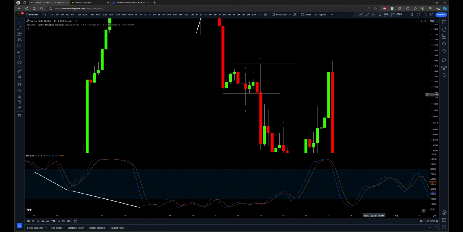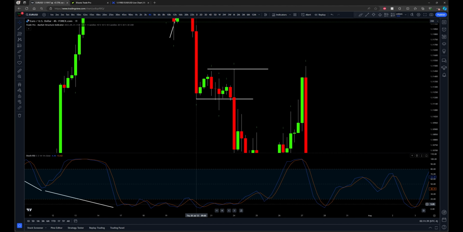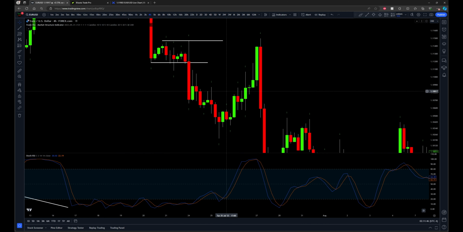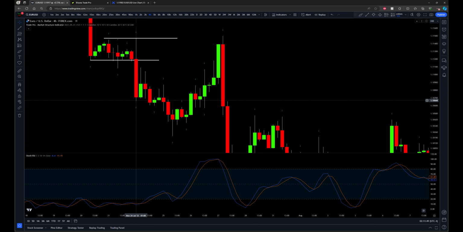This is our new structure. We get the follow through to the downside. Again, there's no real setup to talk about with stochastic, but we're just expecting that this is going to break down, which it does, right? And let's take a look.